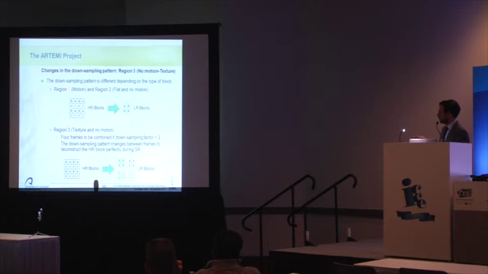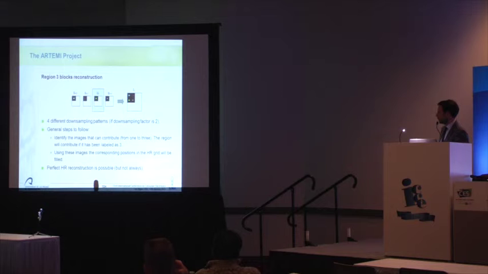This is the example of the region 1, region 2. Okay, motion, flat and no motion, remember? But in the region 3 is more complex because we have texture, okay? So imagine that we are going to combine 4 frames. So the downsampling factor, the decimation factor is 2, okay? And the downsampling factor is changing, okay? This is the representation. Let's try to see this in here.